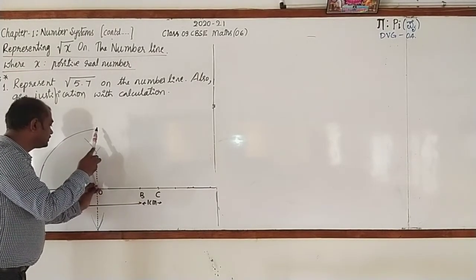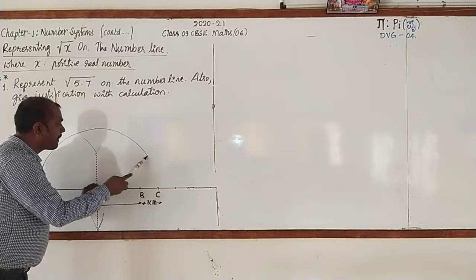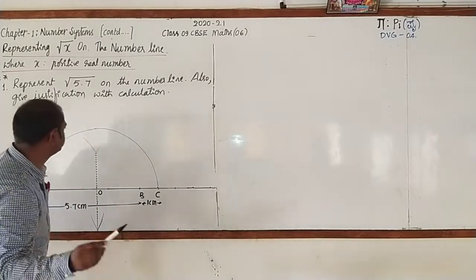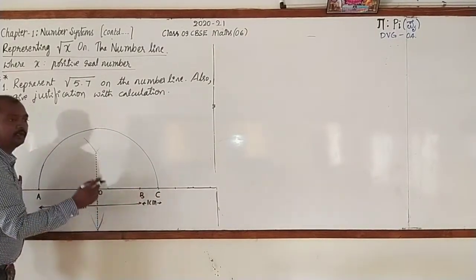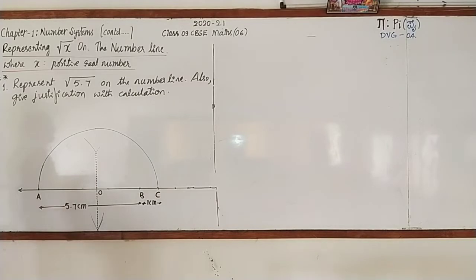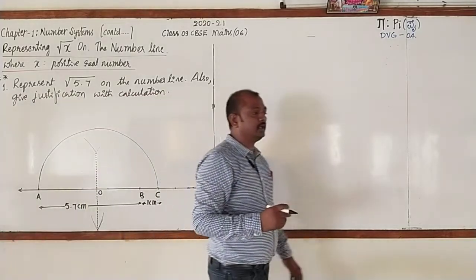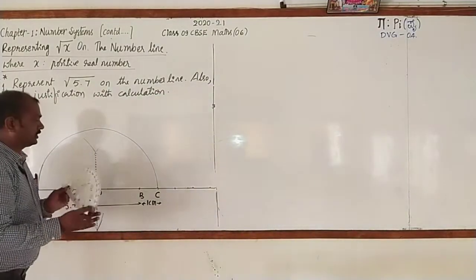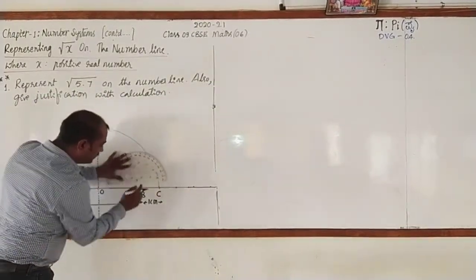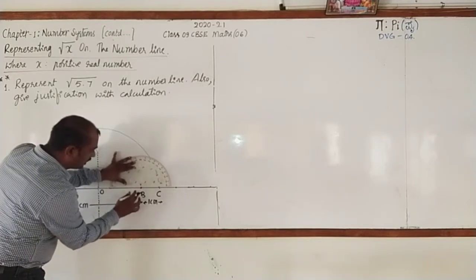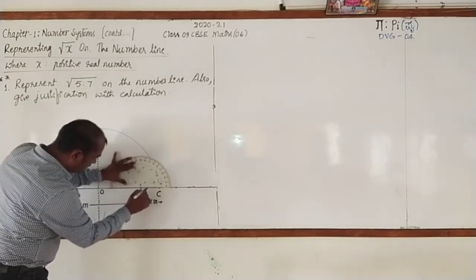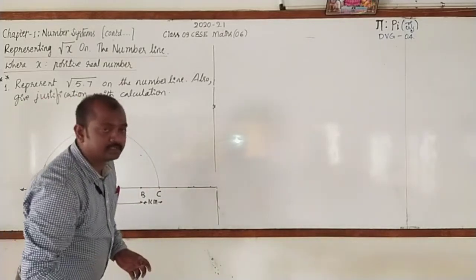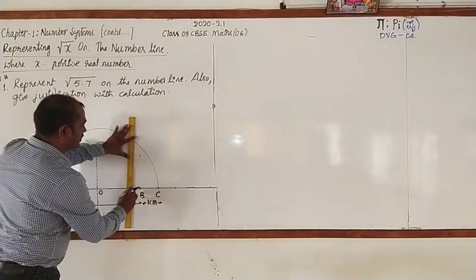AO as radius, we have to draw a semicircle. Then after that, at B, draw a perpendicular. For perpendicular, you can go for using protractor. See, this is the protractor at B. Keep the midpoint of protractor at B. Mark against 90 degree. You may go for using even a set square, that is triangular shaped scale as well.